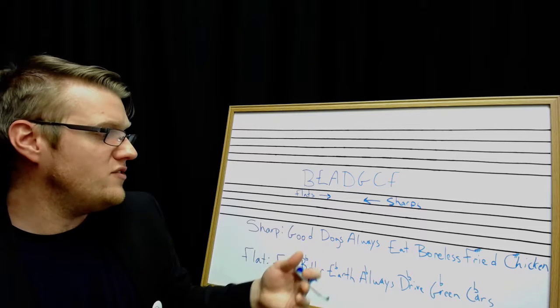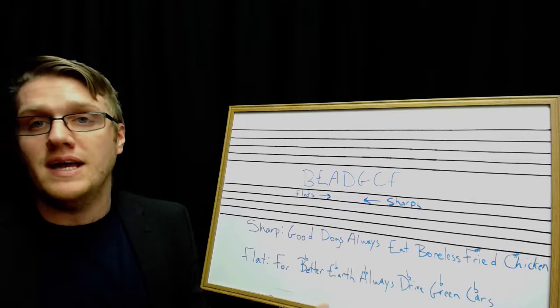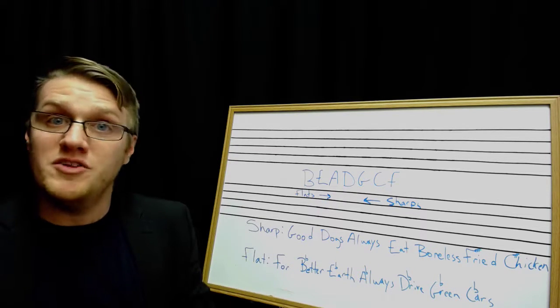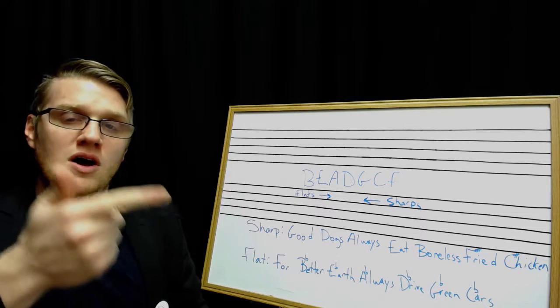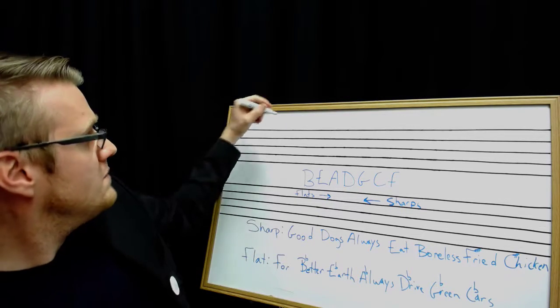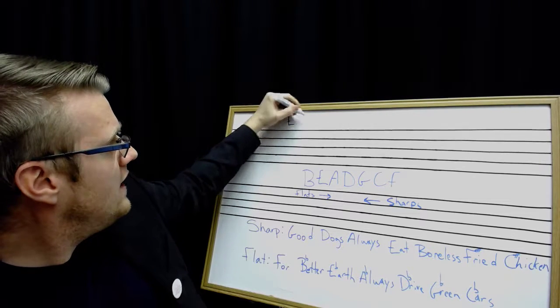So let's do the key of E. Is it a sharp key or a flat key? Well, it's not the key of C, it's not the key of F, so it must be a sharp key. Good dogs always eat. It has 4 sharps. So the key of E has 4 sharps.